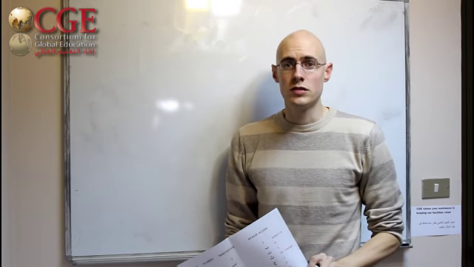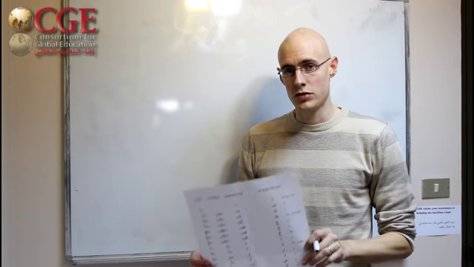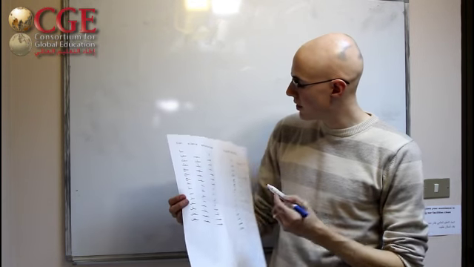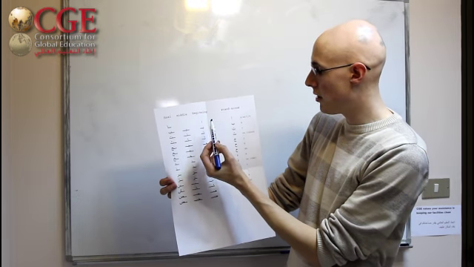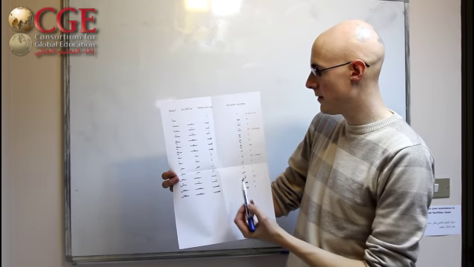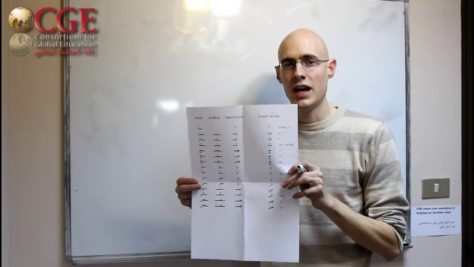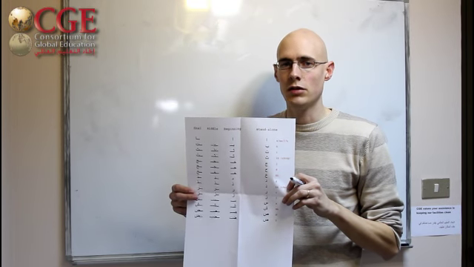What I want you to do is go to Google and do an image search for Arabic alphabet. Get some sort of chart like this where it lists all the forms of the Arabic alphabet by itself, the beginning, the middle, and final. Print this off and have this in front of your screen as you follow along.